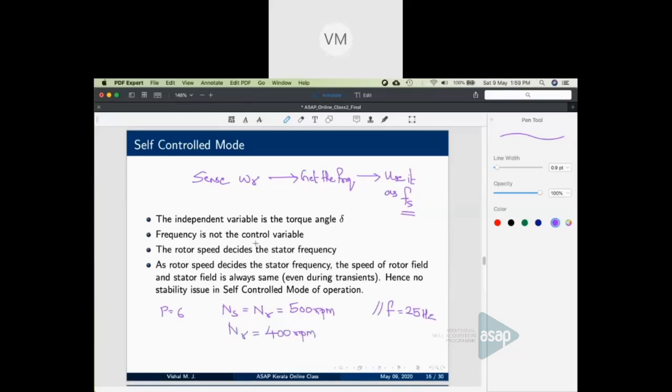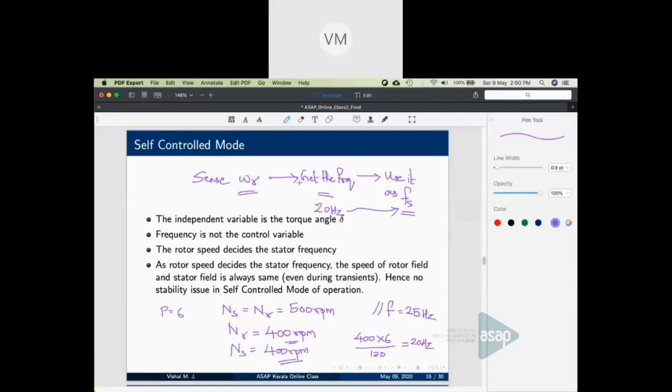In self-controlled mode, what we do is that you sense the speed, you sense omega r, and get the frequency from that. What is the frequency? 400 into number of poles by 120. So this would be 20 Hertz. Now the rotor frequency is 20 Hertz. Use that as the stator frequency. Earlier the stator frequency was 25 Hertz. Now it gets changed to 20 Hertz. So what is the new synchronous speed? 400 RPM itself. What did I say? Omega s and omega r even during transients should remain the same.